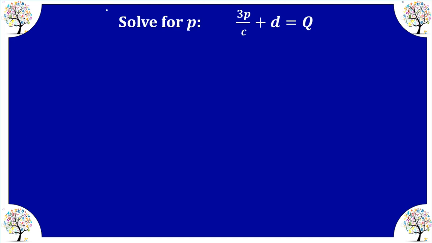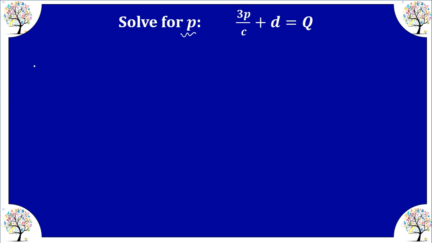Okay, let's do just a few literal equations. Remember, literal equations just have more than one variable. We're not going to actually get an actual value. And all we're doing is moving all the other numbers and variables to the other side, leaving the p by itself. So whatever variable you're solving for, everything else has to move over.